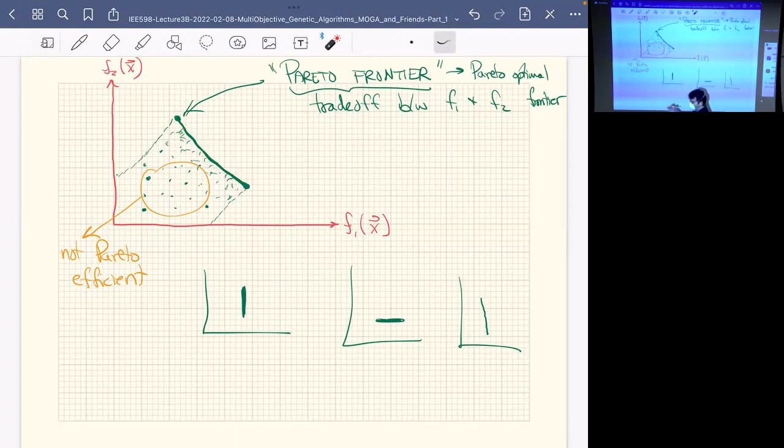So our goal in designing an algorithm to solve multi-objective problems is to get rid of all the Pareto efficient, or the Pareto dominated, points. So get rid of these points so that the population that comes out is this line, and it is spread as diversely as it possibly can across that line. So that's the great thing.